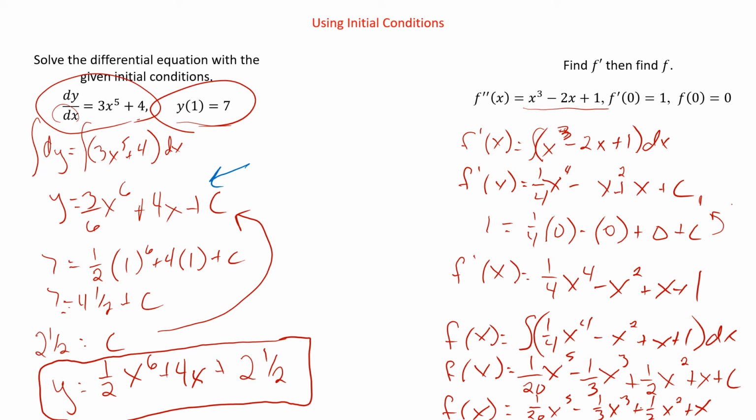So this is an introduction to antiderivatives. This is how we're finishing off chapter 4. And that's basically what we're doing.